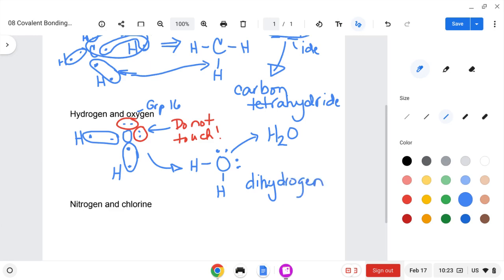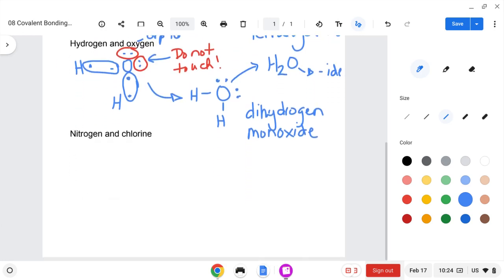We use the full name of the first element. And then on my second element, I have oxygen. I need to add the IDE suffix, and I need to add the prefix. Now, when there's only one element and it's the second element, you do use the prefix for 1. Okay, so we're going to call this dihydrogen, and then mono is the prefix for 1. And then because this is a mono oxide, we combine the O's and we just call it monoxide. Okay, so the chemical name for water is dihydrogen monoxide.